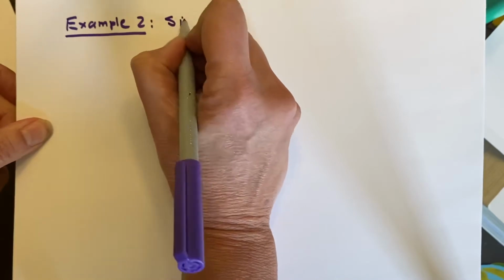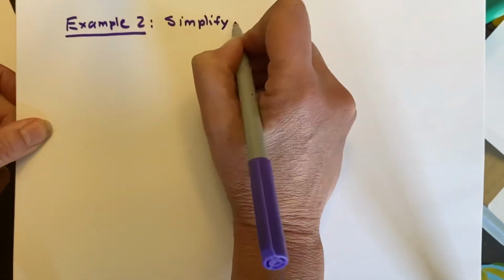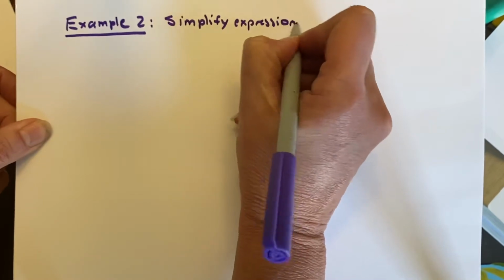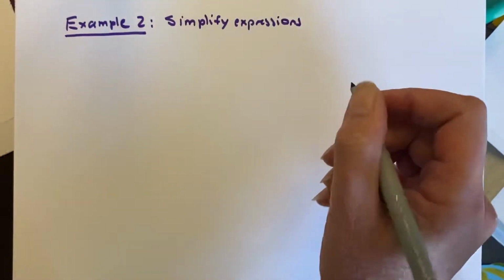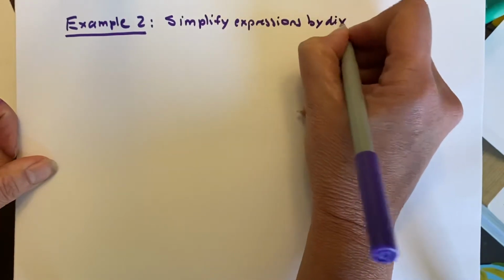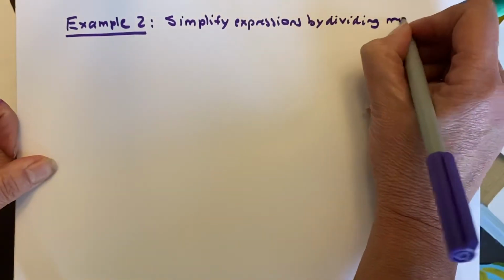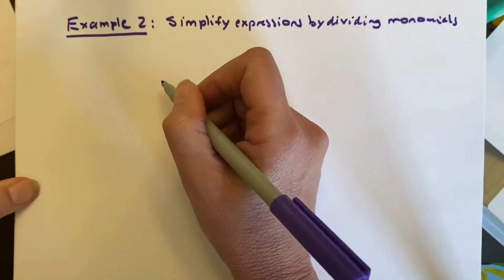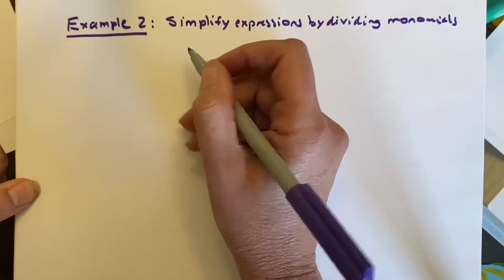Let's move on to example 2. And example 2 is really important. It illustrates something very critical in this chapter, which is learning how to simplify expressions by dividing monomials. All that you're doing, though, is stuff that you've done in the past, and I really want to emphasize that. It's going to look slightly new, but it's really just simplification, and you've done that before.